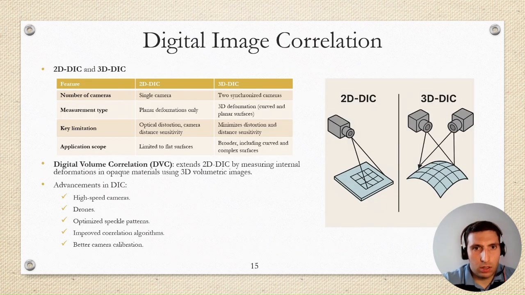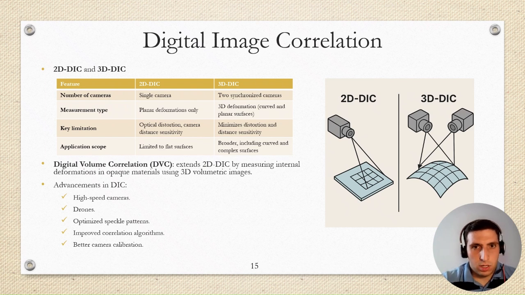There are two types of digital image correlation, which are 2D and 3D. 2D digital image correlation requires a single camera. It measures planar deformations only. It has a limitation, which is optical distortion and camera distance sensitivity, and the application scope is limited to flat surfaces. However, 3D digital image correlation requires two synchronized cameras.